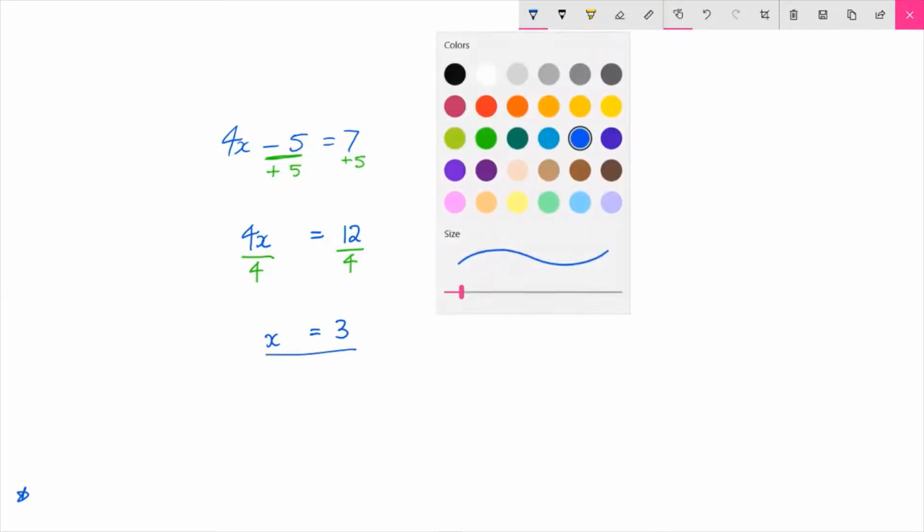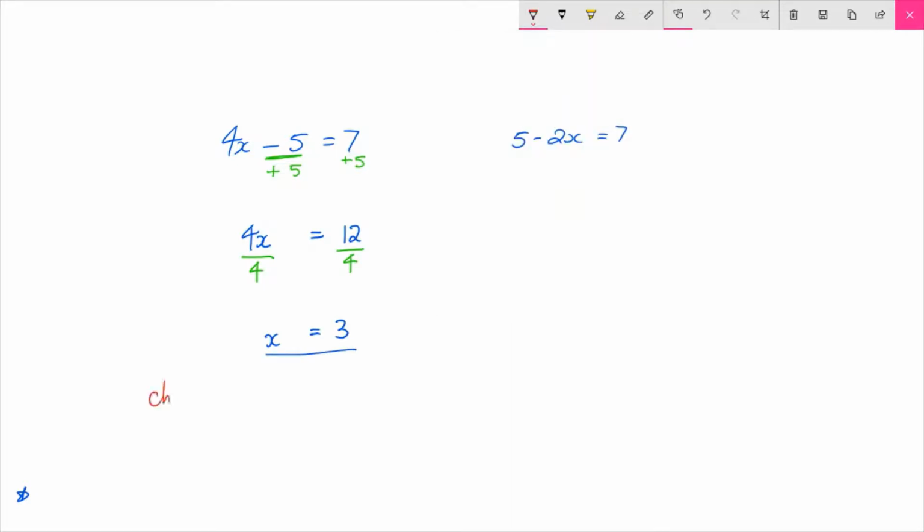Let's do a check. Let's make sure that we've found the right solution. Okay, so we have, left-hand side, 4x minus 5, 4 times 3 minus 5. And the right-hand side is equal to 7. So the left-hand side is equal to the right-hand side. So we've found the correct solution. We've found the solution that makes the statement true.